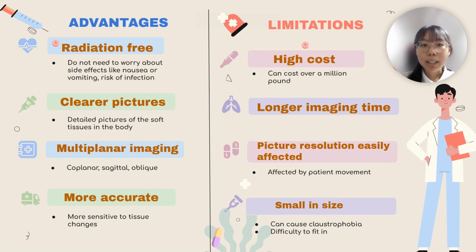Multi-planar imaging in coronal, sagittal, and oblique planes, and MRI is more sensitive to tissue changes, in which it can differentiate tissue more accurately. The limitation of MRI is that it is high in cost, and it takes longer imaging time than CT scans.